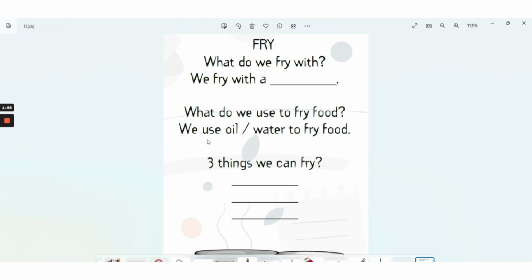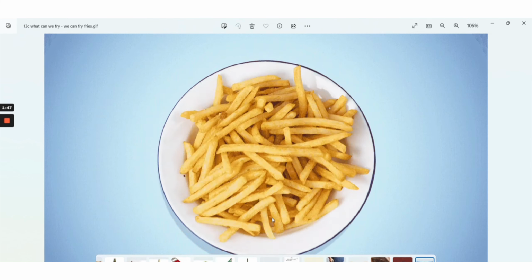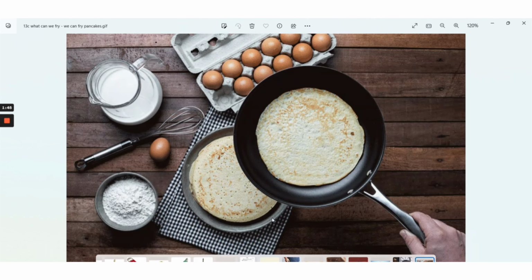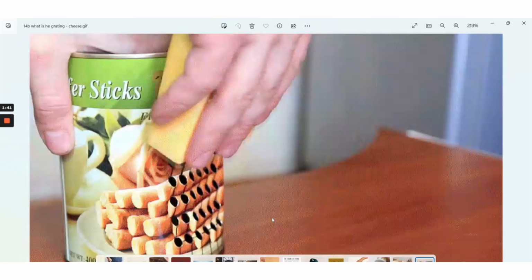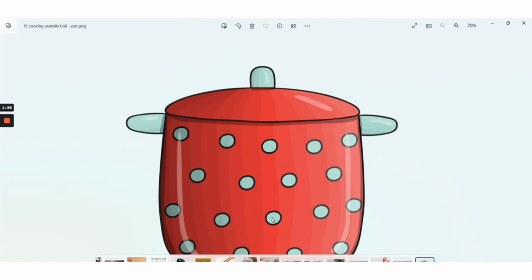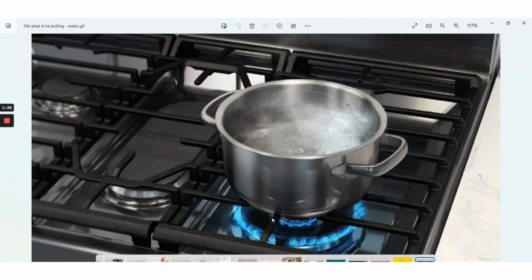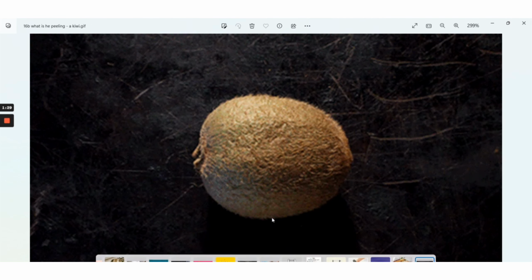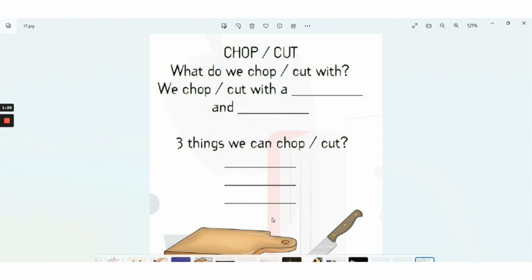What do we use to fry food? We use oil and water. And then they have to write down here 3 things they can fry. And then we continue and continue asking, what is the person frying? What is he frying? He's frying pancakes. What is he grating? He's grating cheese, he's grating chocolate, he's grating vegetables, potatoes. What is he boiling? How long does it take to boil eggs? And we continue onwards until we finish the second part of our cooking techniques.